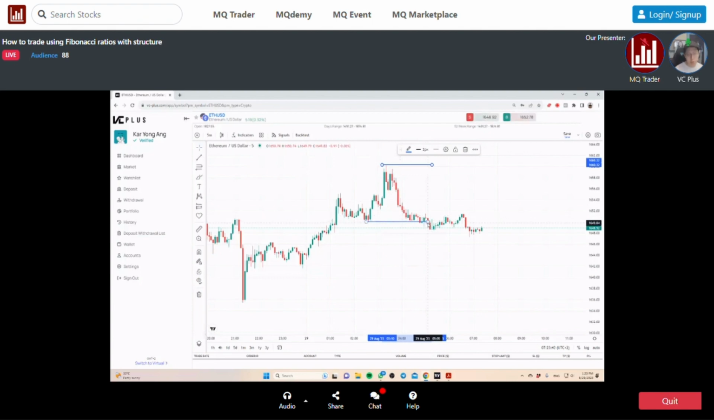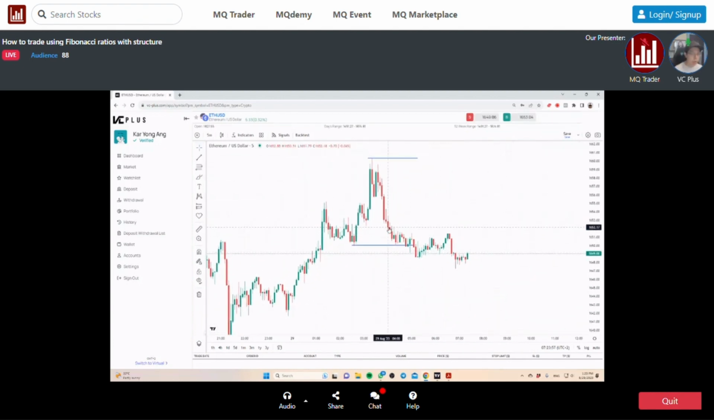Okay, so if you still remember last session, this level here is called a change of character. It's the first sign that the bullish market structure is shifting. Naturally, you don't want to be buying it anymore, right? But you can be a little bit more aggressive and say, okay, it's a potential early downtrend starting to form. Can I look for sell opportunity? Okay, so of course you can do that as well.